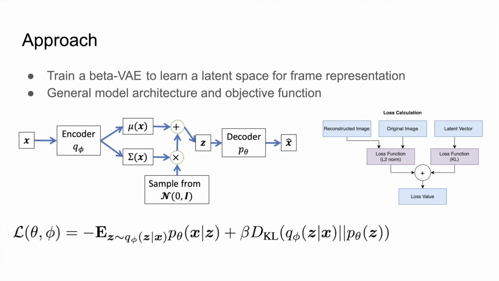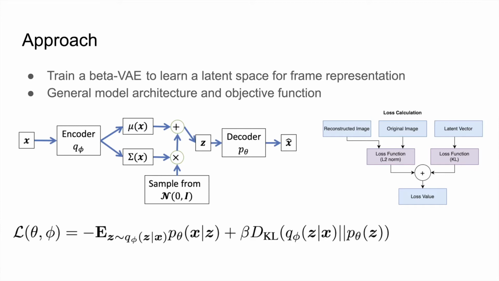This is the general model architecture where we pass an image through an encoder to generate a mean vector and a variance vector. Then we sample from this normal distribution denoted by them to get a latent vector, which is then passed through the decoder to reconstruct the input image.